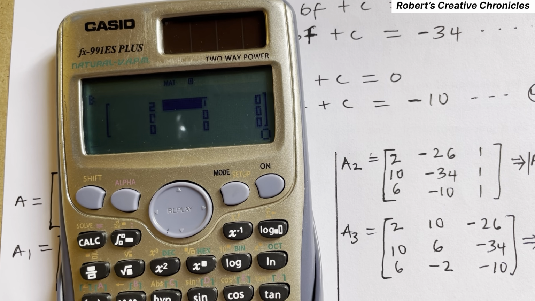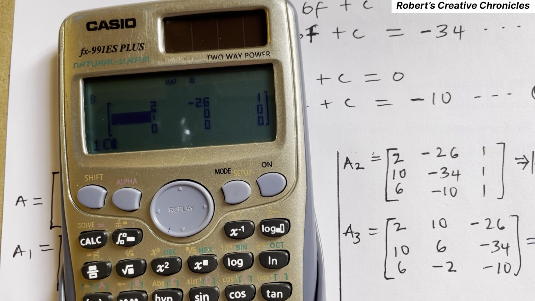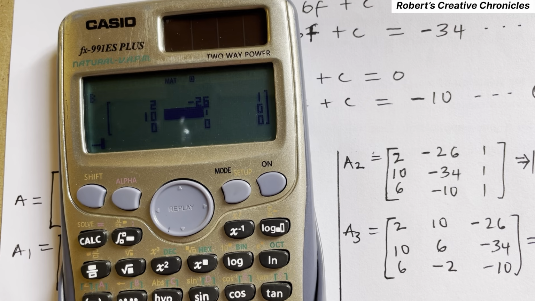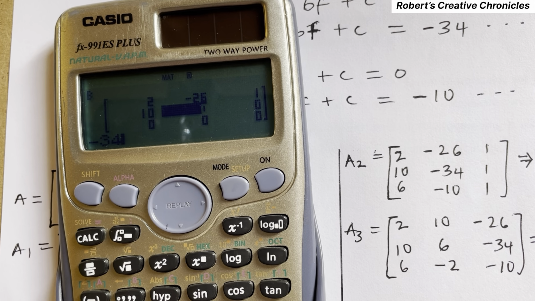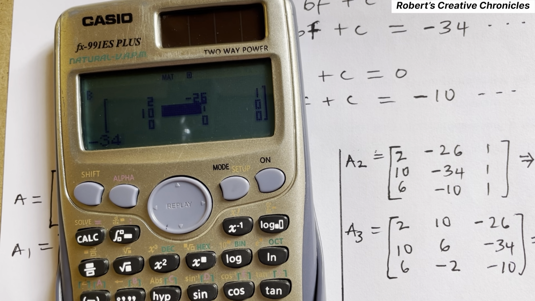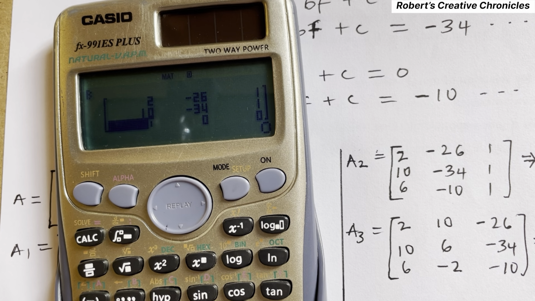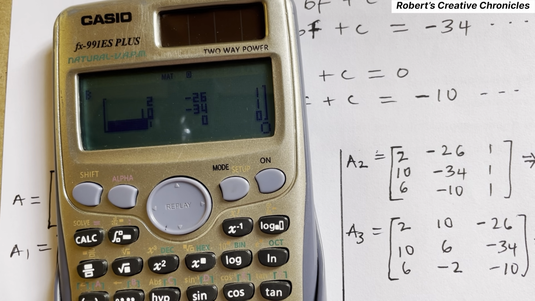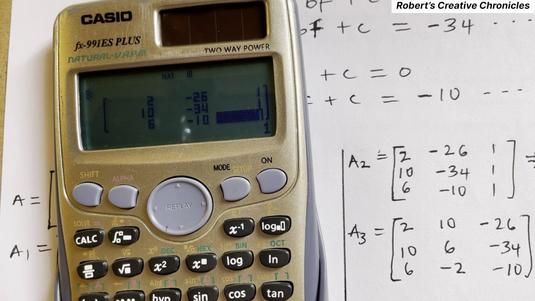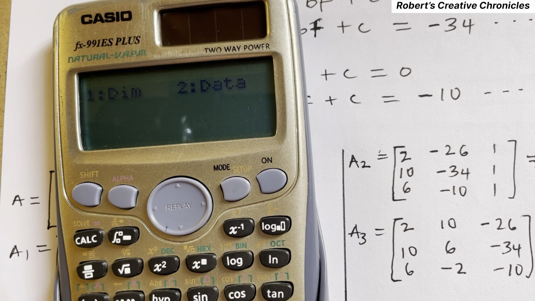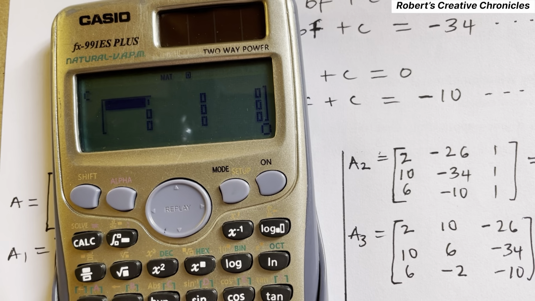This is 2, minus 26, 1, 10, minus 34, 1, then 6, then minus 10, then 1, then shift again, then 4, 2 data, then 3 mat C, 3 by 3 matrix.